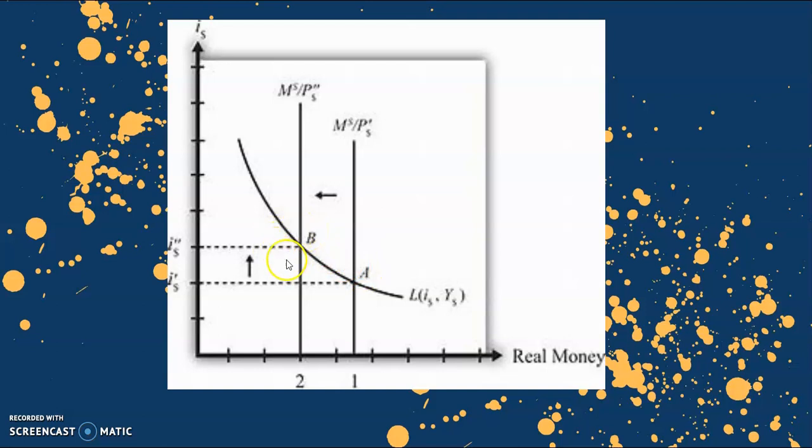At the original interest rate I, the real money supply has fallen to level 2 along the horizontal axis, while real money demand remains at level 1. This means that money demand exceeds money supply and the actual interest rate is lower than the new equilibrium rate. Adjustment to the higher interest rate will follow the interest rate to the new equilibrium.